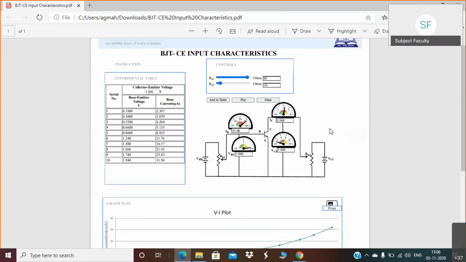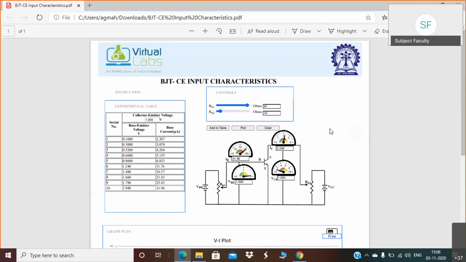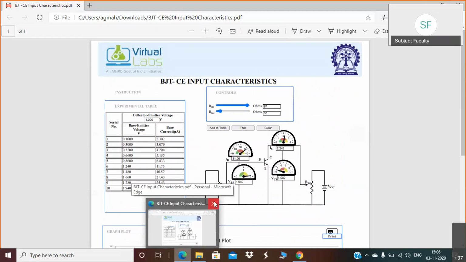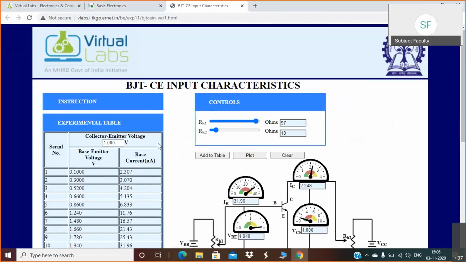So in this way you can also perform output characteristics. So everything is mentioned clearly actually in the procedure itself. So you don't worry about it. You have to just go through the procedure and follow the instructions. Then you can perform the practical.